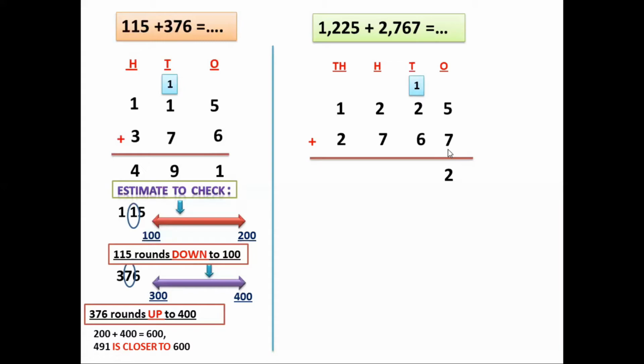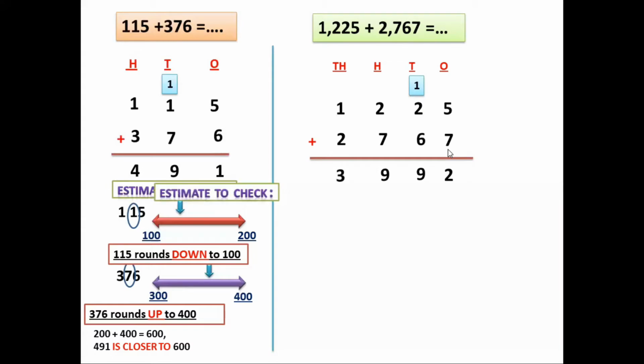Now let's move to tens digits to get their sum. 1 plus 2 equals 3. 3 plus 6 equals 9. Let's move to hundreds digits to get their sum. 2 plus 7 equals 9. Let's move to thousands digits to get their sum. 1 plus 2 equals 3.